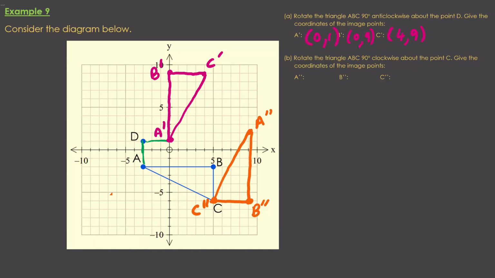And there's our triangle. And A double dashed is at 9, 2. B double dashed is at 9, negative 6. And C double dashed is exactly where it was to start with, which is at 5, negative 6. And of course, all of the triangles are congruent.